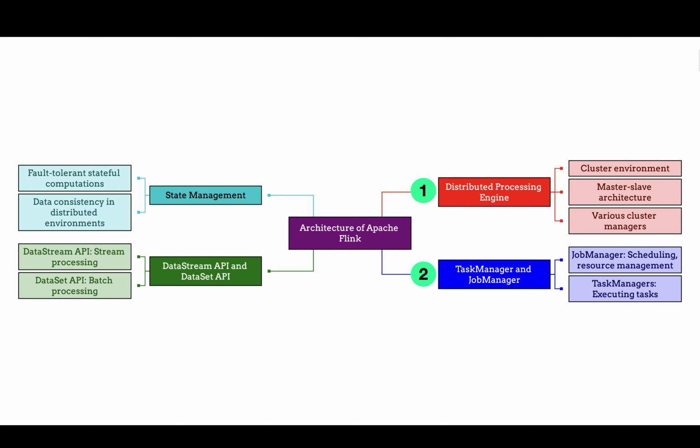The Job Manager is the master node responsible for job scheduling and resource management, while task managers are worker nodes executing tasks. 3. Data Stream API and Dataset API. Flink provides two core APIs, the Data Stream API for stream processing and the Dataset API for batch processing, enabling versatile data processing capabilities. 4. State management. Flink offers advanced state management, allowing for fault-tolerant stateful computations and ensuring data consistency across distributed environments.